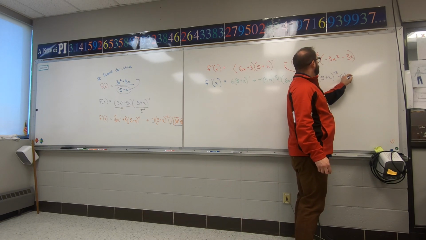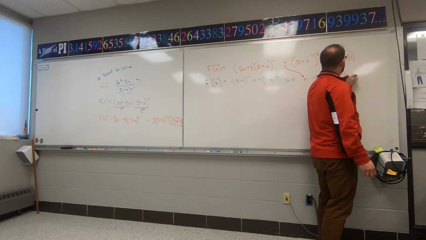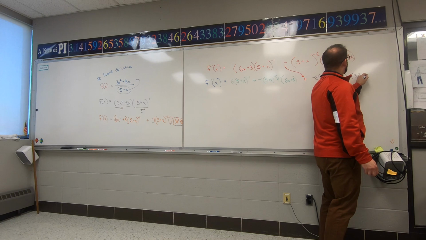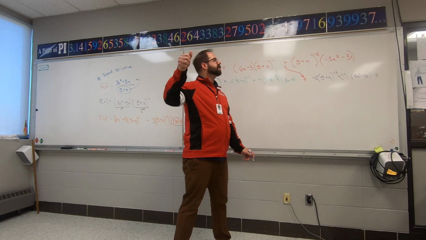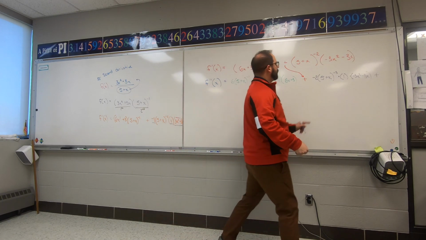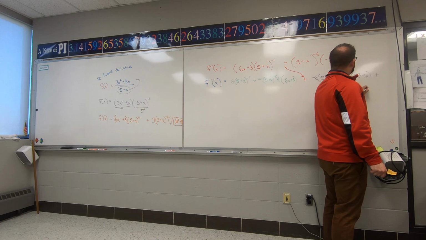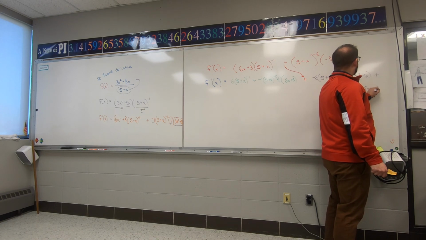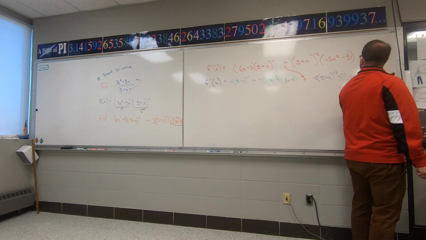Times the second. Right? Plus the derivative of the second times the first. This item's derivative is negative 6x minus 3, and that's the derivative of the second item times the front.